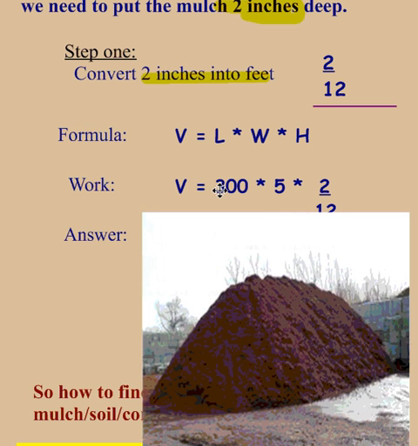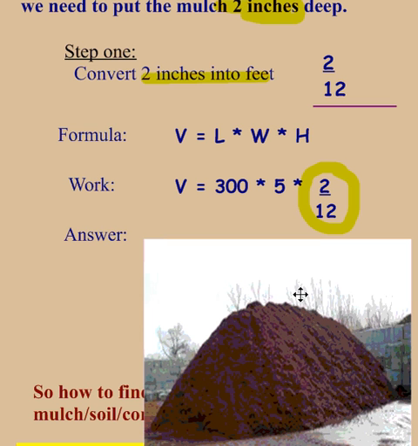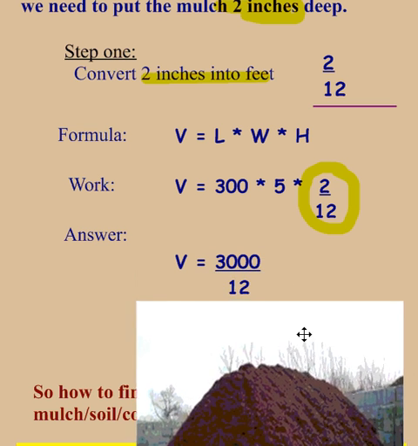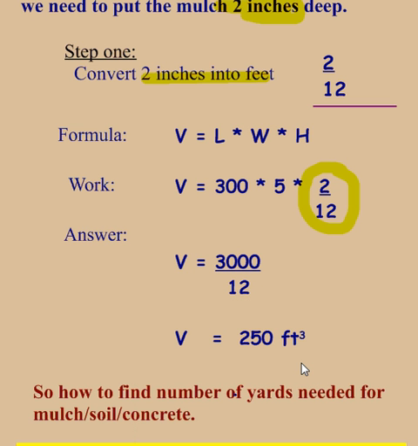So my length is 300 feet. My width is 5. My height, what I'm going to be doing is using a fraction here. I'm going to be doing 2 over 12 because that's 2 inches over 12 inches. And why did I choose that? There's 12 inches in a foot. I do my math, and if I multiply across, I'm going to get 300 times 5 times 2. This will be 3,000. Then I divide by 12, and I get an answer of 250 cubic feet. I'm like, great, thanks a lot. How does that help me out?